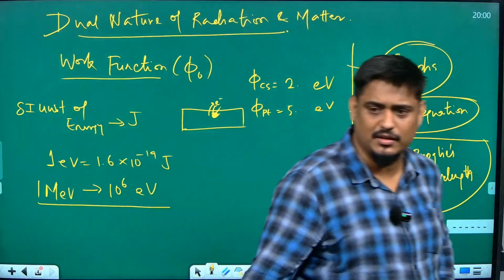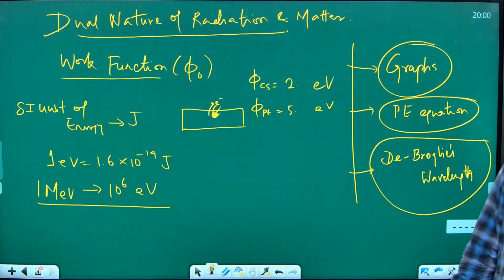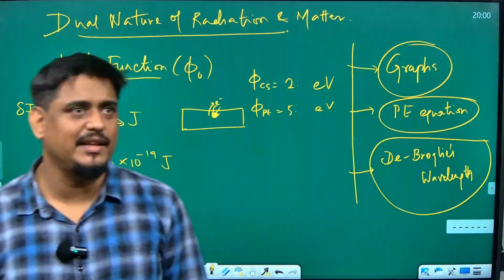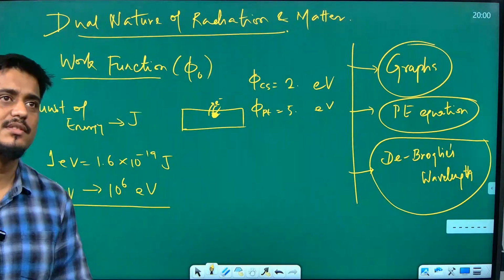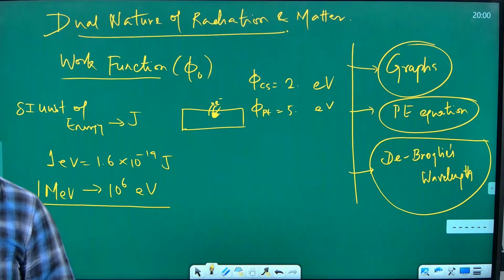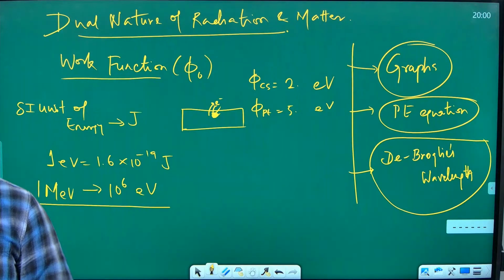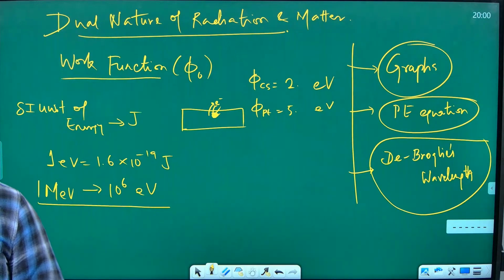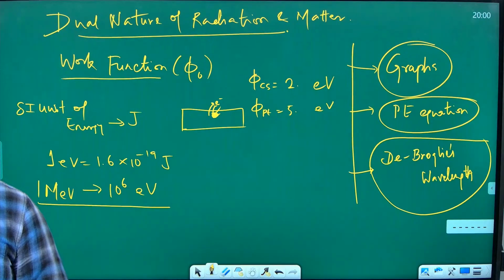What is it for cesium? Anybody could find it? It should definitely be there in the book. You're not able to find it. Can anybody tell me the work function? Very bad, nobody can see the work function of cesium in the book. I guess it is 2.62 if I am right. Let me verify it from the book.